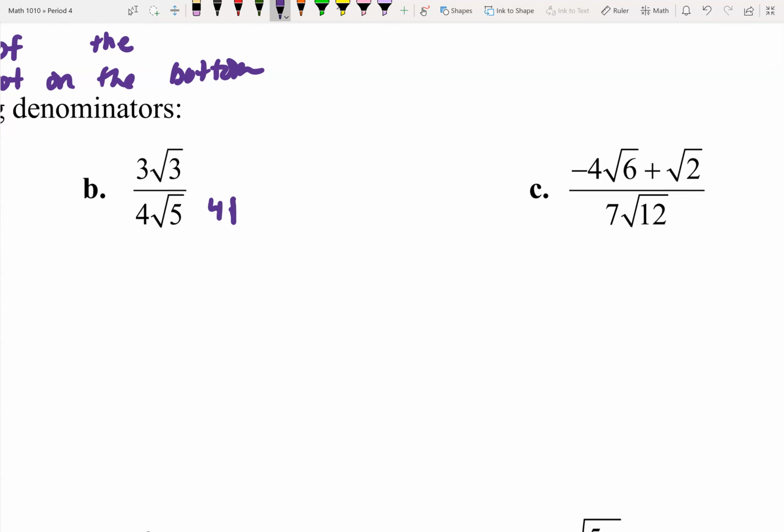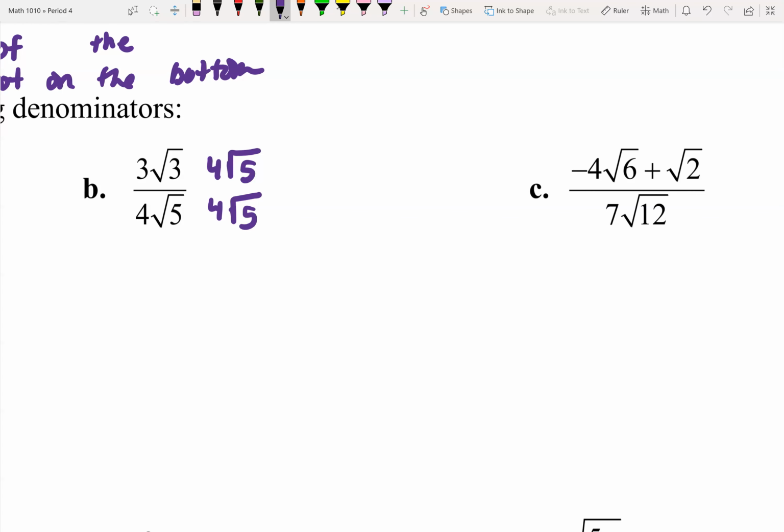Multiply top and bottom by 4 square root of 5, and then I want you to stop. Just write it down and then stop. That's not wrong, but it's also not necessary. You're doing more than what you need to, which is making the problem tougher. Can anybody tell me what's not necessary?